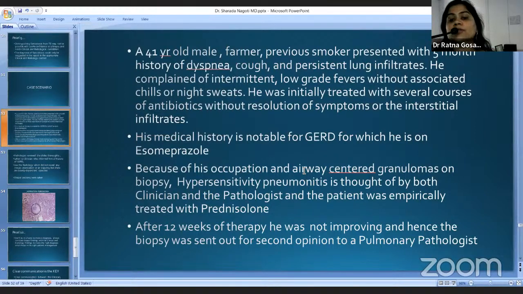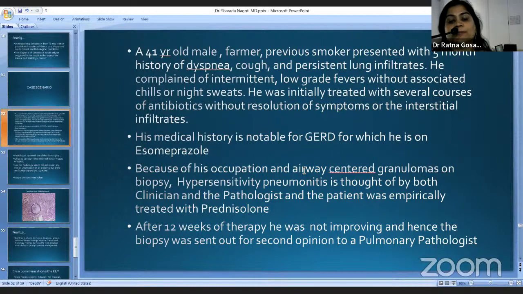His medical history is notable for GERD, gastroesophageal reflux disease, for which he was on esomeprazole. Because of his occupation and the presence of airway-centered granulomas in the biopsy, hypersensitivity pneumonitis was thought of by both the clinician as well as the pathologist. And the patient was empirically treated with prednisolone. But after 12 weeks of therapy, he was not improving, and hence the biopsy was sent out for a second opinion consult.